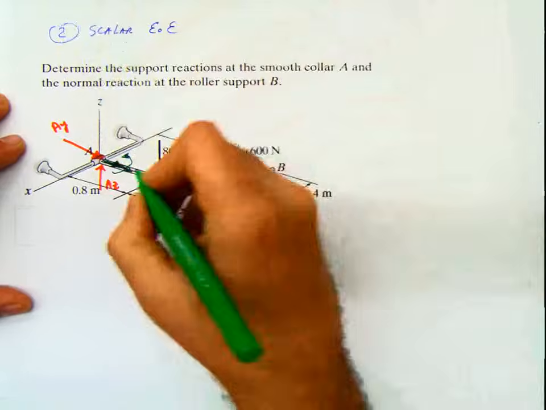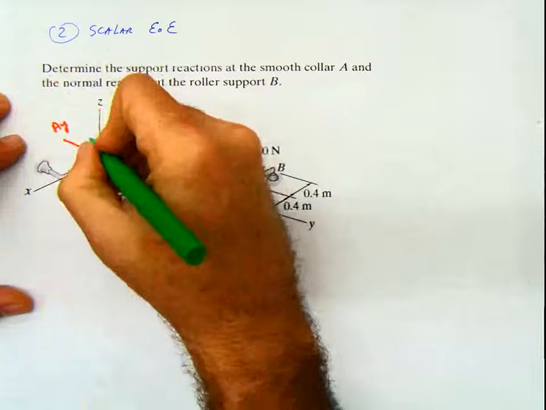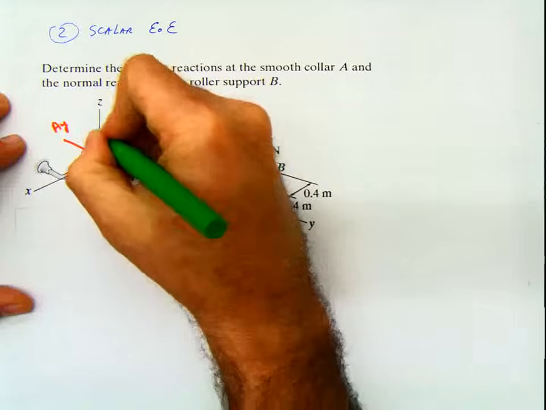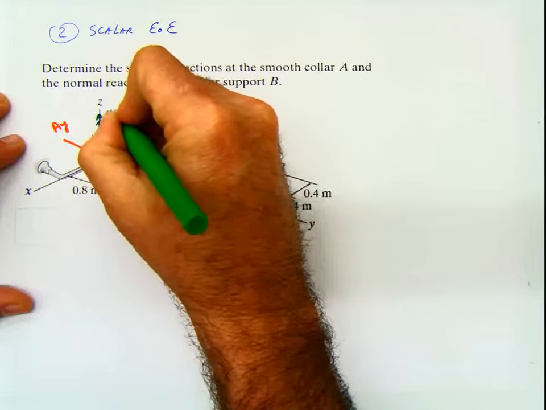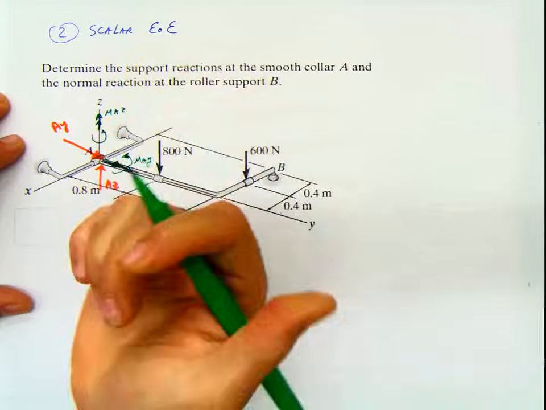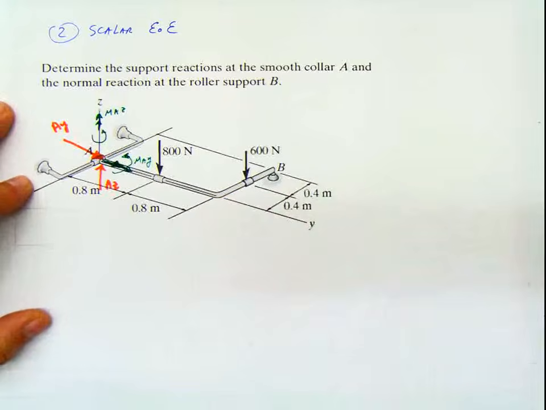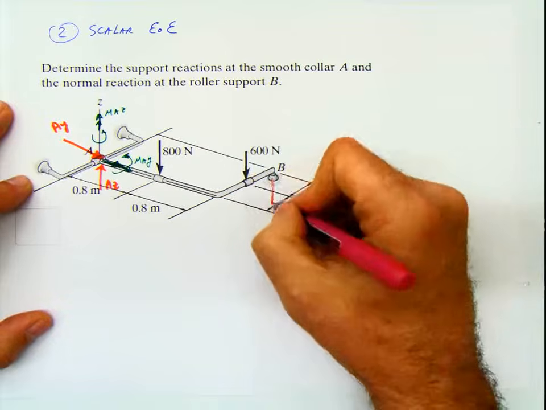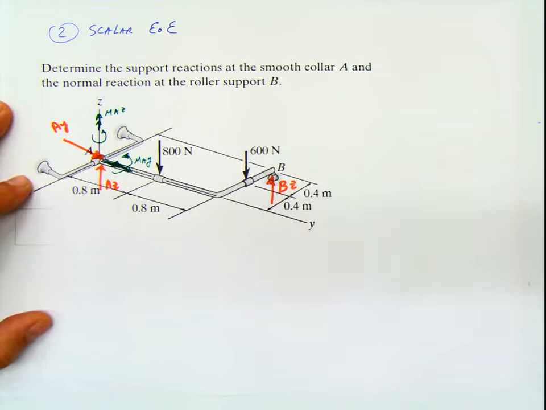Which is called MAY, and I have another moment going in this direction, which we call MAZ. And I'm assuming the moment positive. I know it's going to be negative because we already calculated, but anyway, I'm going to assume it positive. And remember, we also have this reaction here, BZ, and that's basically what we have.